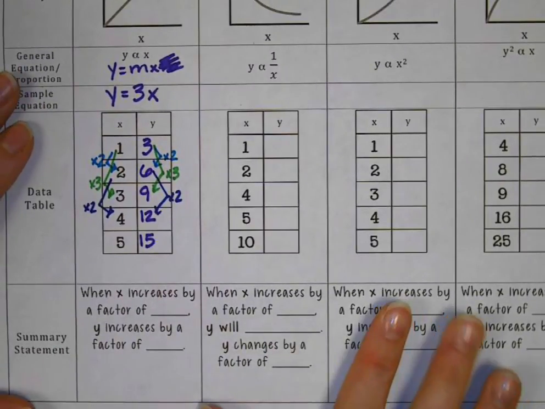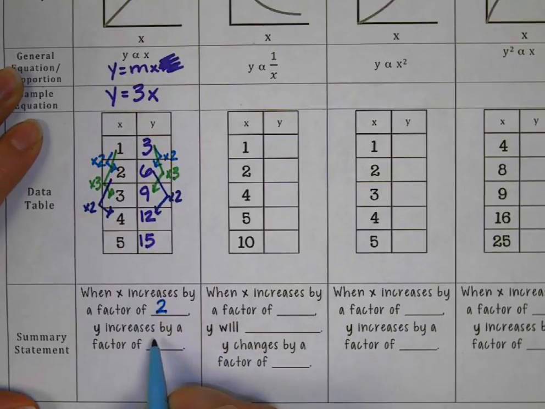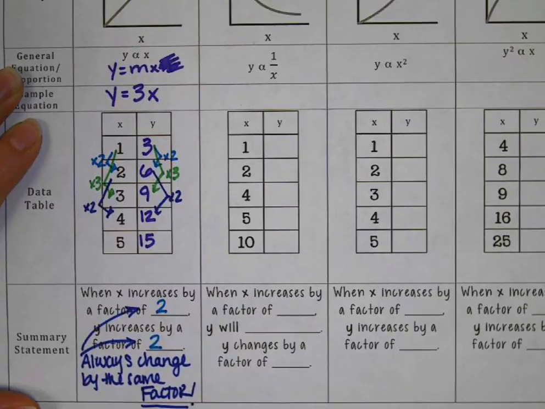So we're going to scoot this up and take a look. It says when x increases by a factor of, y increases by a factor of. I'm just going to pick 2 and 2. We could have easily put 3 and 3, but the key point here is that x and y always change by the same factor. So therefore this x and y are always changing by the same factor.